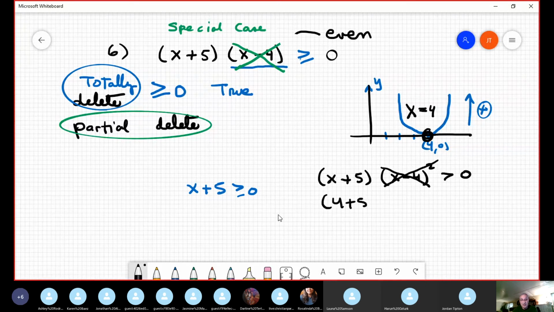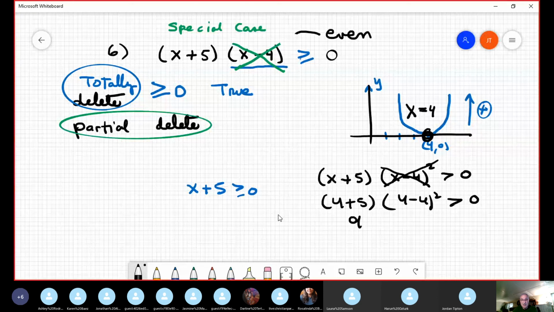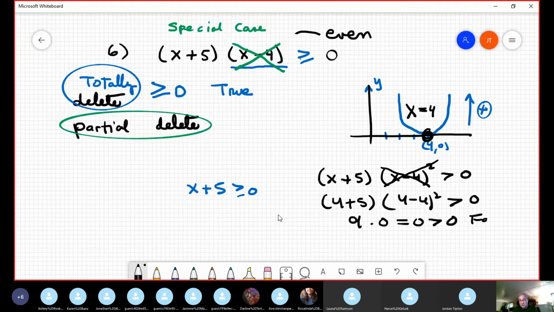4 plus 5 is 9, and 4 minus 4 squared is 0, since 4 minus 4 is 0. And 9 times 0 is 0, and 0 is not greater than 0. You get a totally false statement here. So this is the key idea: when there is an equal, it's a total delete. When there's no equal, like in this example, it's a partial delete.